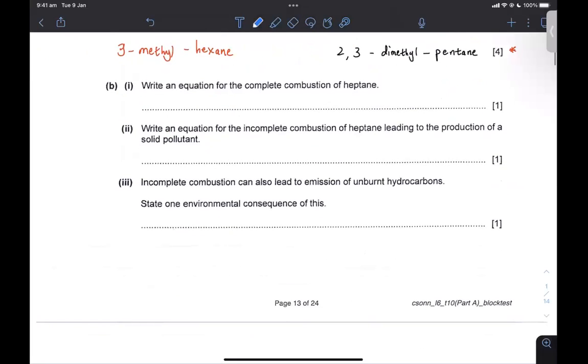Anyway, write an equation for the complete combustion. So heptane is C7H16. You add it with oxygen, you're going to get CO2 plus H2O. So 7 CO2 because 7 carbon there, 16 hydrogen, you're going to get 8 H2O. 7 times 2 is 14 oxygen. 8 times 1 is 8 oxygen. 14 oxygen plus 8 oxygen is 22 oxygen. You need 11 O2 like that to get your balanced equation. Any equation which is not balanced, you get 0 in A-level chemistry.